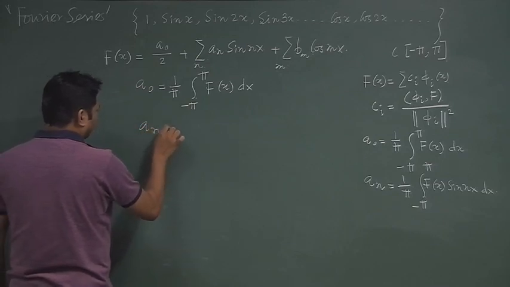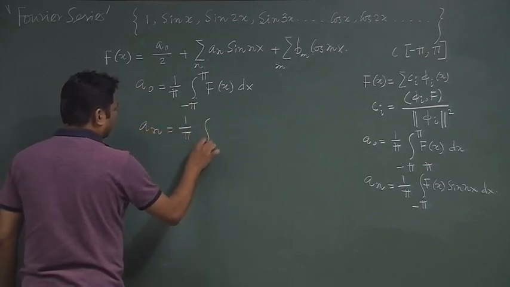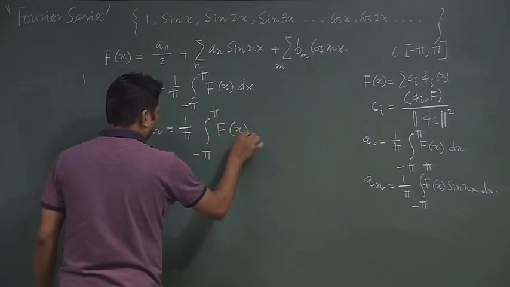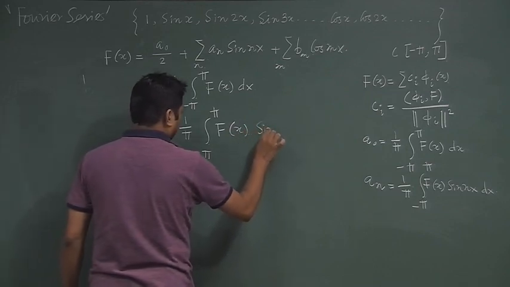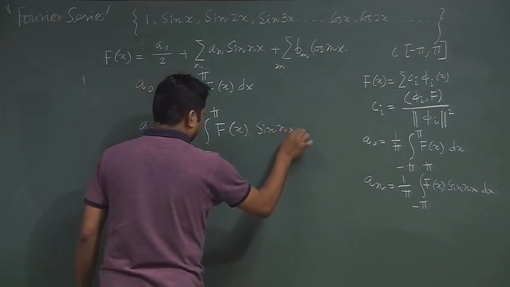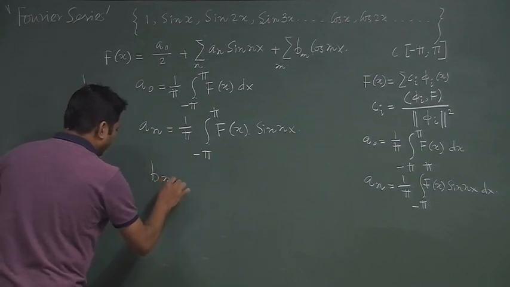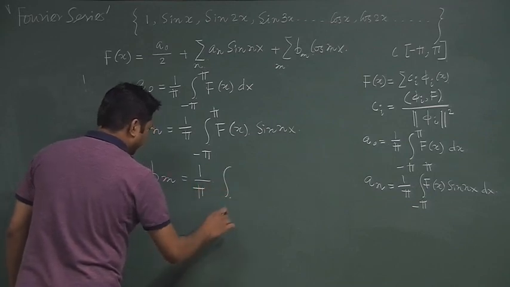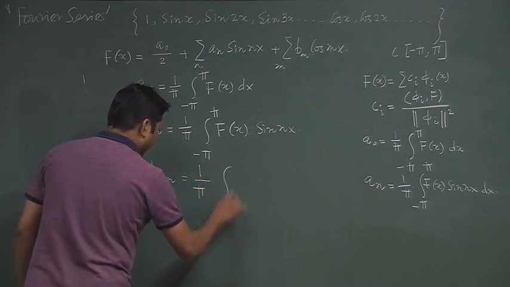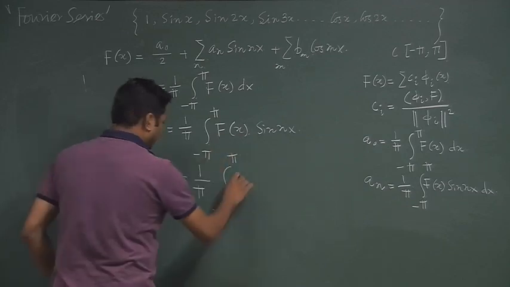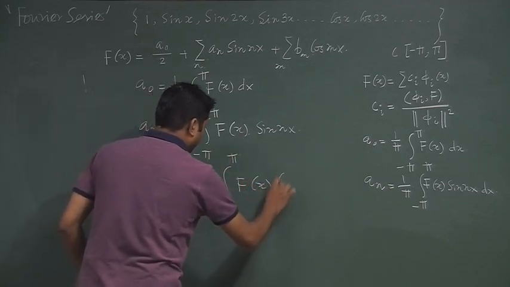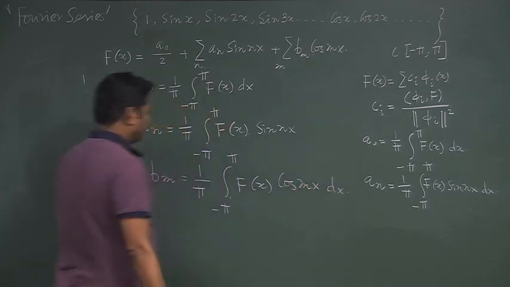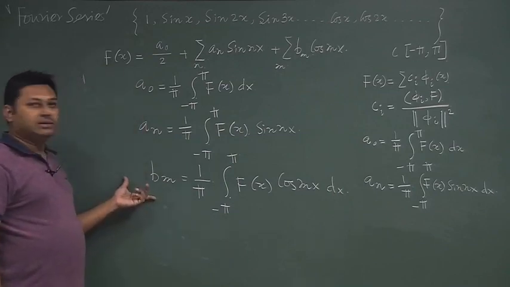An is 1 by pi, integral from minus pi to pi of whatever function I have multiplied by sin nx, and bm is 1 by pi, integral from minus pi to pi of f(x) cos mx dx. So all the coefficients I know.